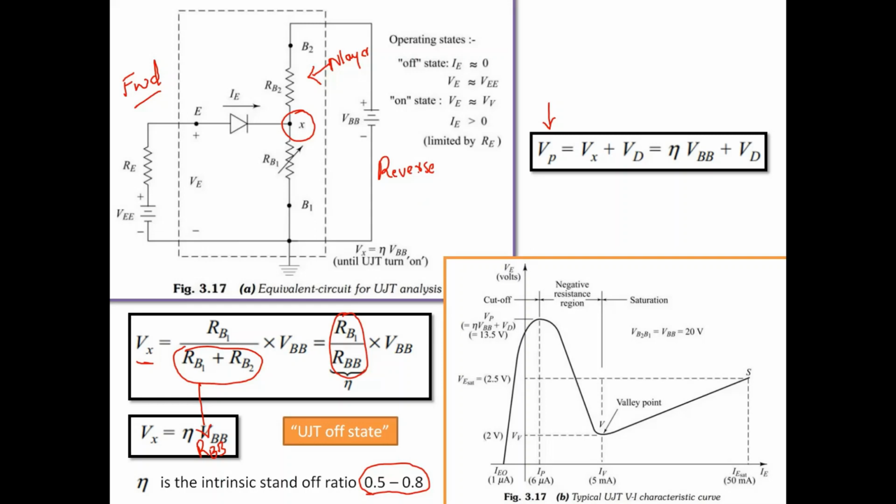When we apply VE by keeping VBB constant, you may observe that 20 volts is kept constant. In this expression, VP is purely dependent on VBB. It is directly proportional. As you vary VBB, the peak voltage is going to vary, and that is going to alter your VI characteristics.